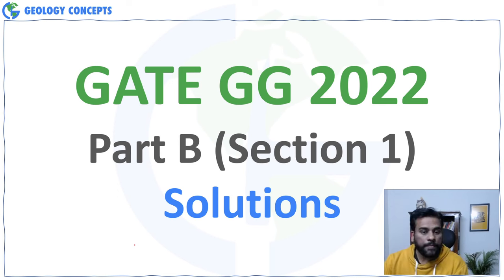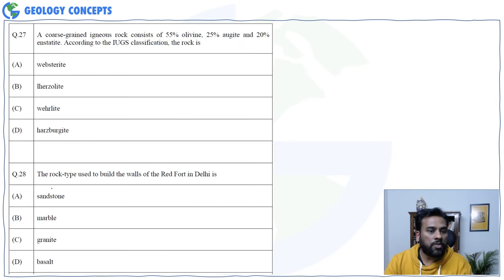So let's start. The first question here is, a coarse grained rock consists of 55% of olivine, 25% augite, which is a clinopyroxene, and 20% enstatite, which is orthopyroxene. According to IUGS classification, the rock will be.